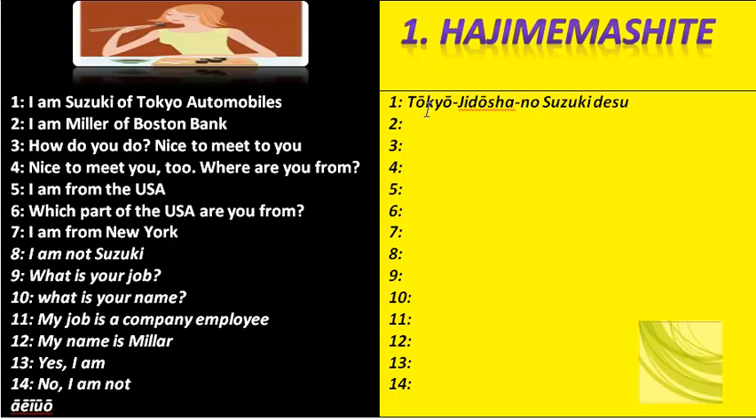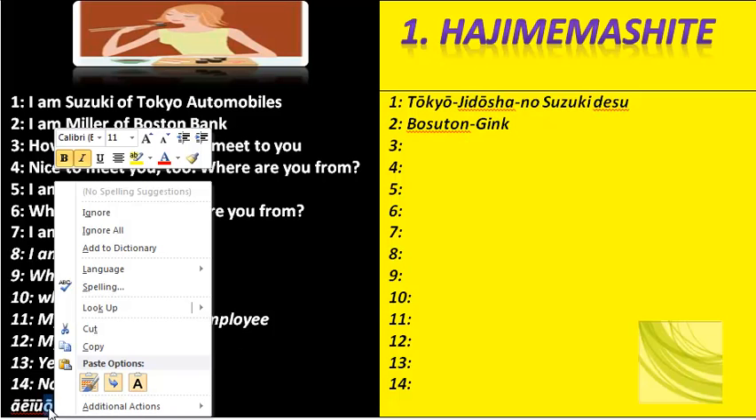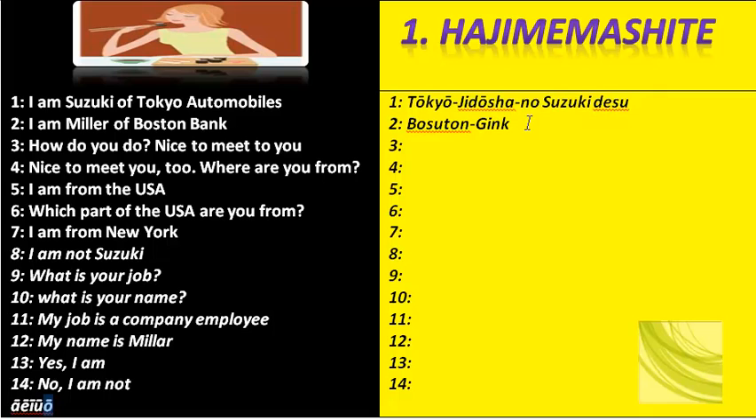Right, number two. I am a Miller of Boston Bank. So literally, Boston Bank's Miller am. So here we go. So we have Boston. Okay, like so. And then Ginkgo. So we have to have a long vowel yet again. Here we go, let's copy that. Like so, and then paste. And then we need no, S apostrophe. Then the person's name, Mira.